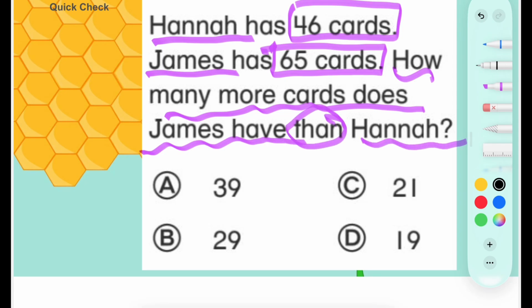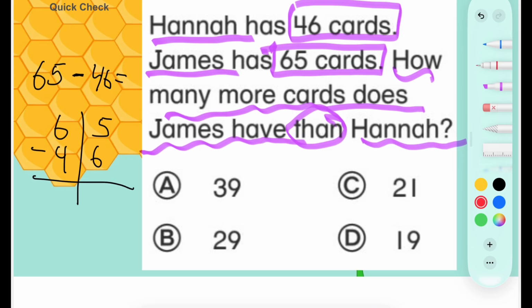So when we make our number sentence, we have to put James first. 65 cards. How many more means to subtract. And Hannah. When we subtract, we'll find out how many more James has than Hannah. So now I'm going to put 65, put 46, and ask myself if I have enough, and I don't. So this becomes 5, this becomes 15. 6, 7, 8, 9, 10, 11, 12, 13, 14, 15. 9 ones. And put 4 in your head, count to 5. 4, 5. 1. So the answer is 19.